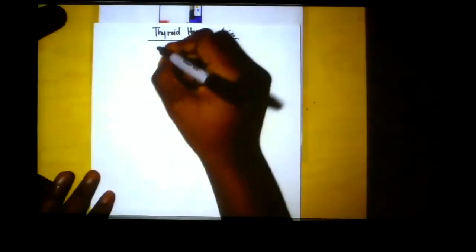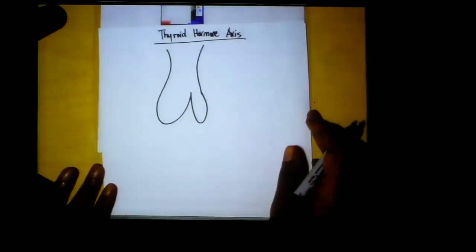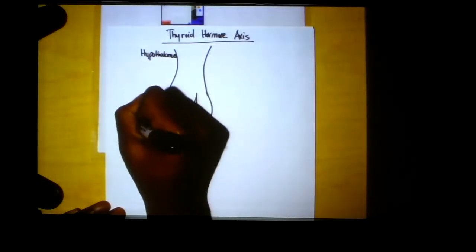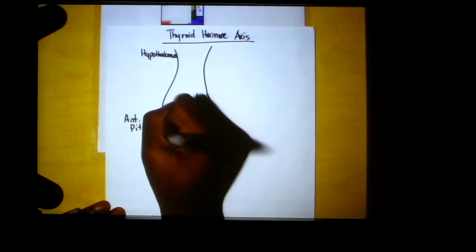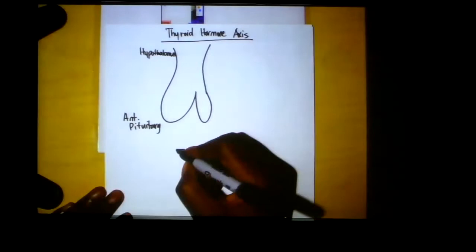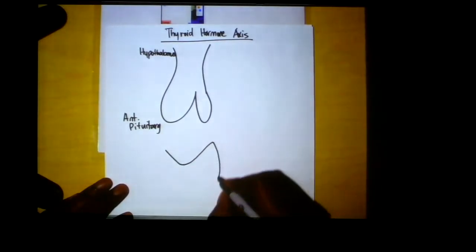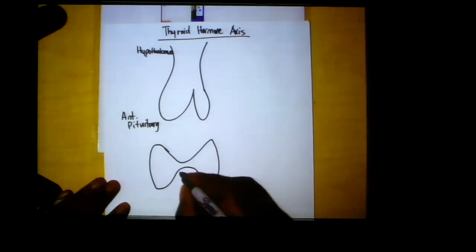Okay, so we start in the hypothalamus and pituitary. This is the hypothalamus. Specifically, the anterior pituitary is what we are concerned with here. Then we know that the endocrine organ itself, which happens to be the thyroid gland, is also involved. Okay, that's the thyroid gland.